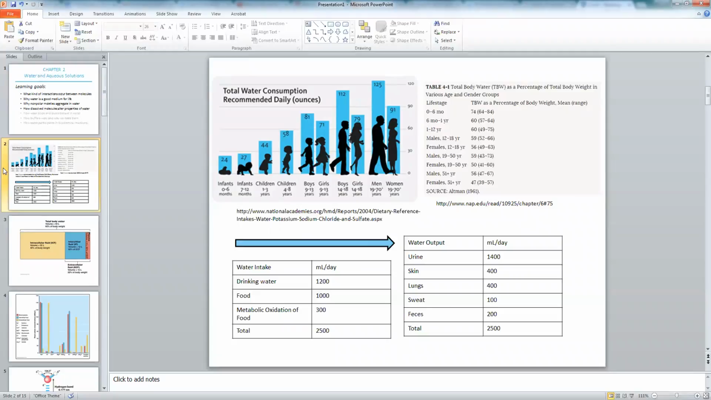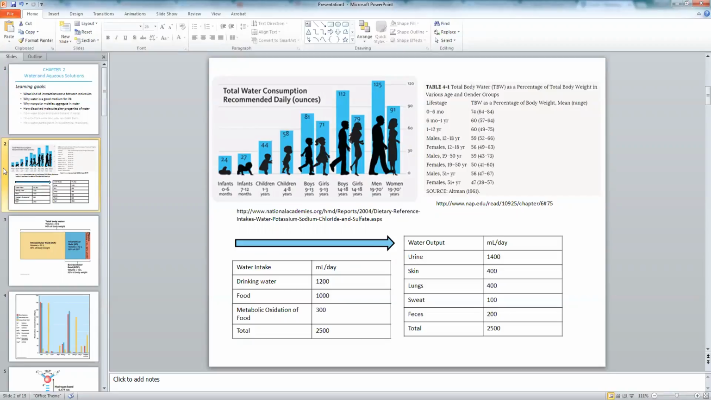Now, is it possible to have too much water? Absolutely. So if you actually take a look at the charts that are given, there's total water consumption. So that's how much you should be drinking on a daily basis. And again, that's in ounces. And then there's also the total body water as a percentage of your total body weight. And you're going to also notice that that too changes depending upon your respective ages.